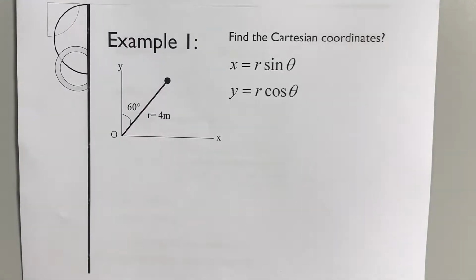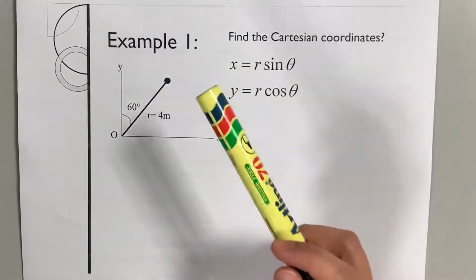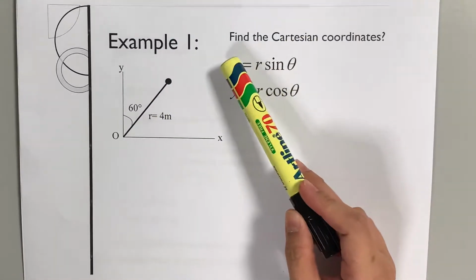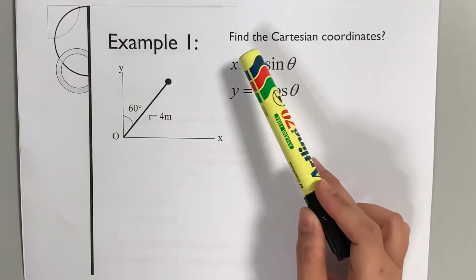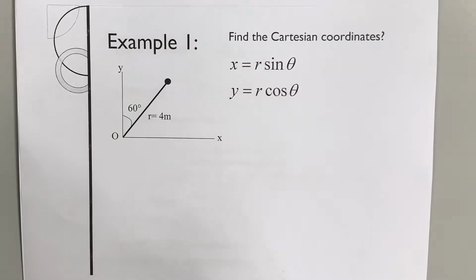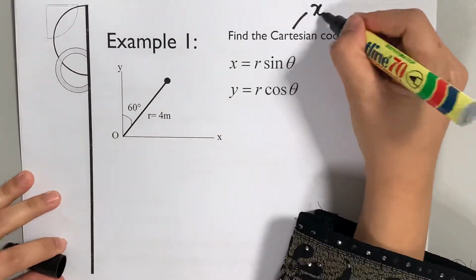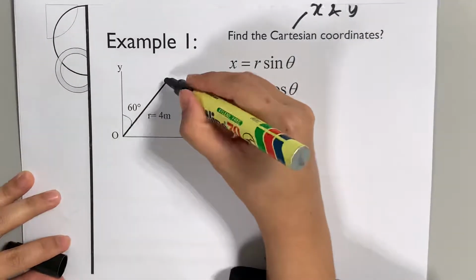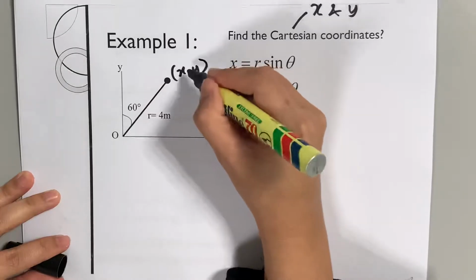Hi guys, today I will continue with the vectors. So what is Cartesian coordinate? Cartesian coordinate is x and y. So the question, for example one, is to find the Cartesian coordinates. It means you have to find the x and y coordinates, which is here, x and y. You have to find here.